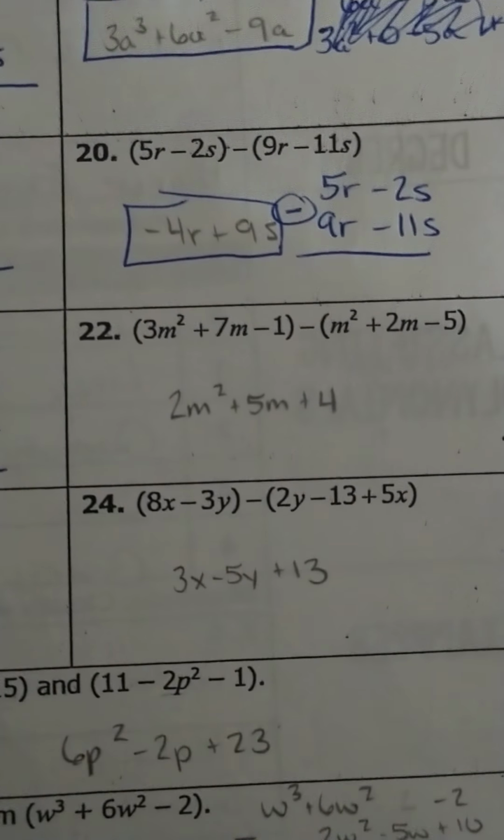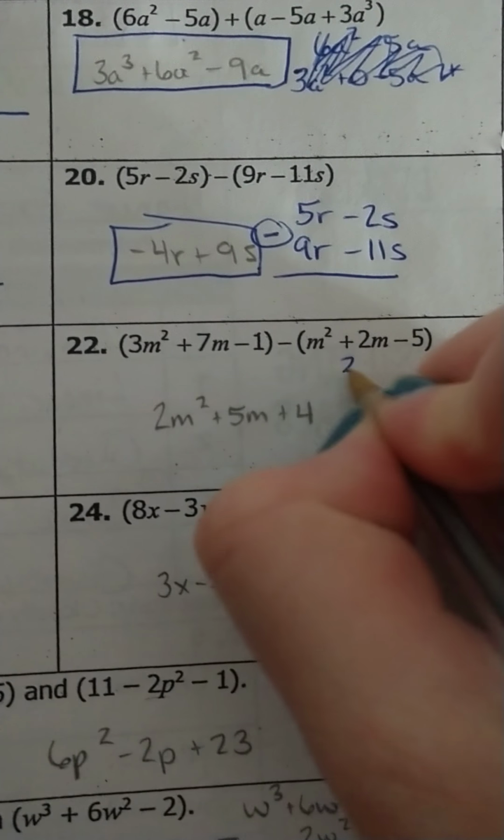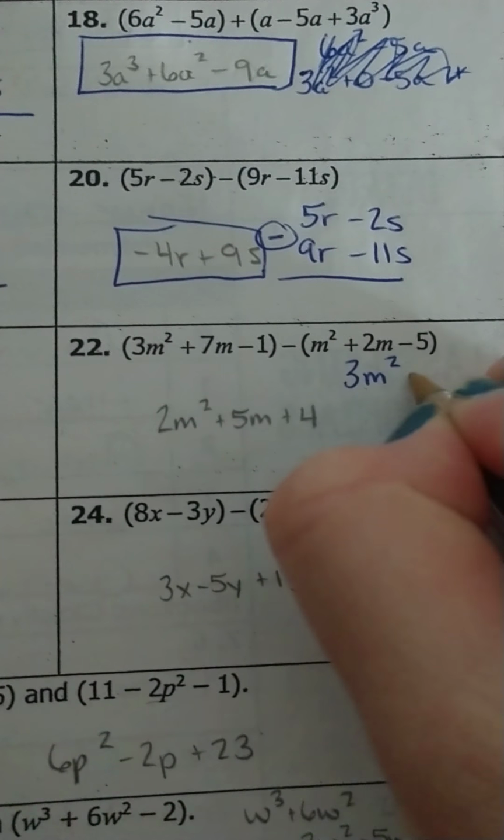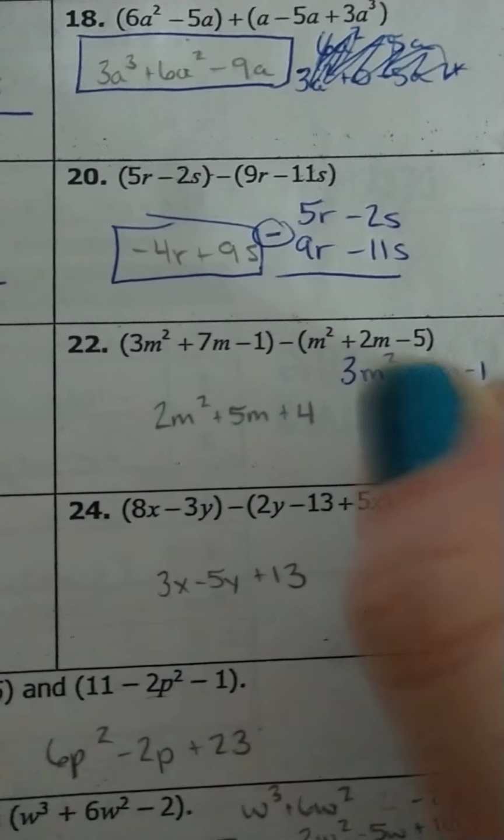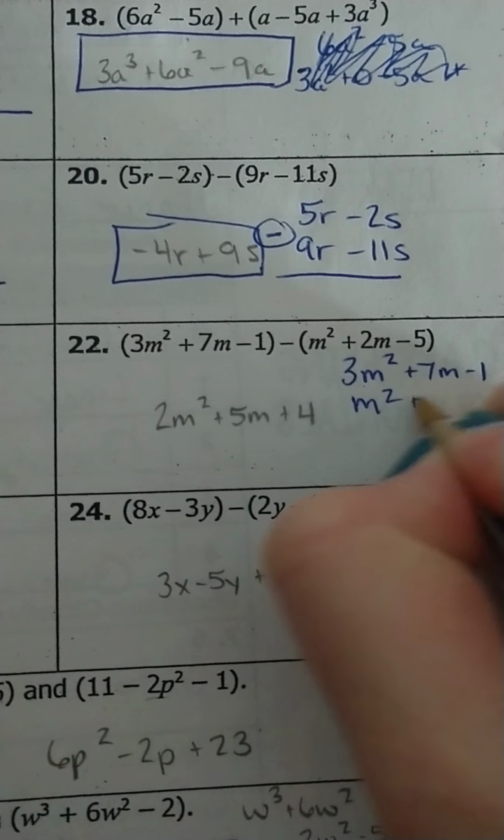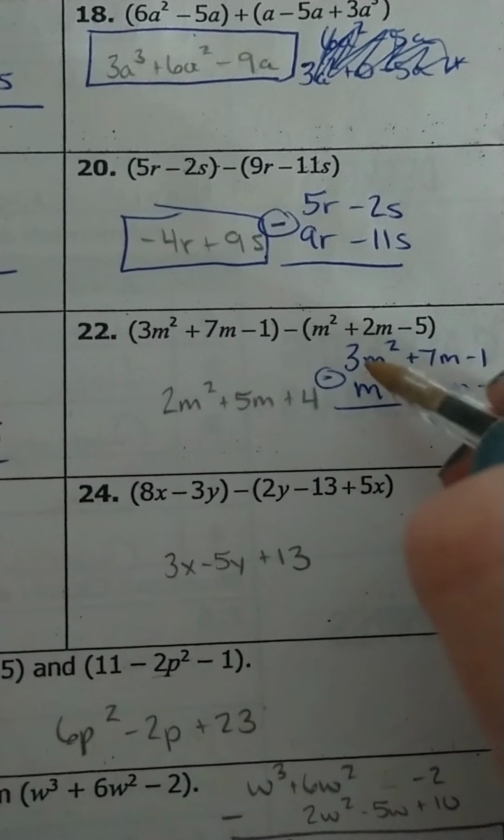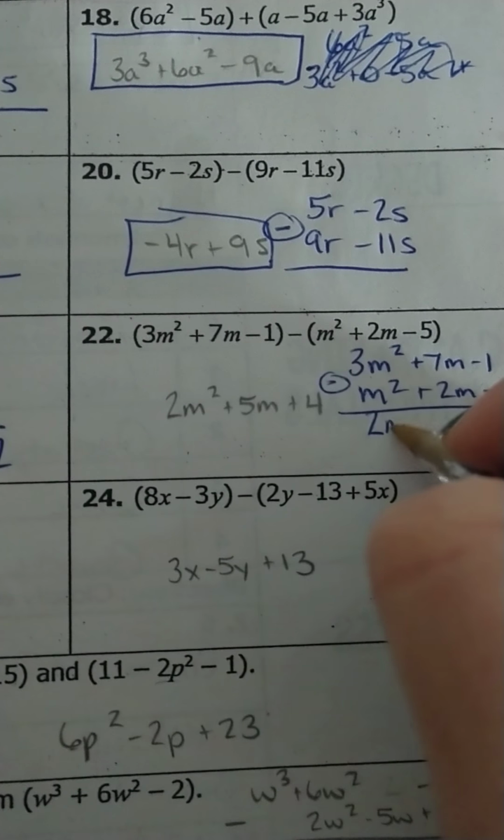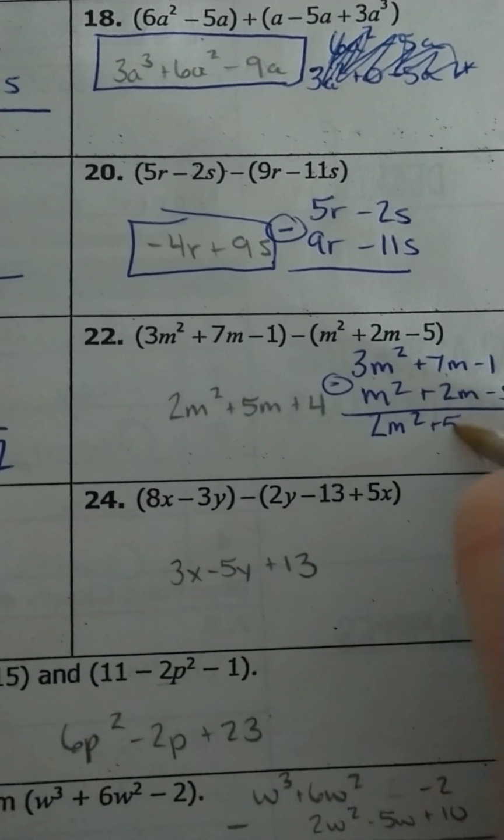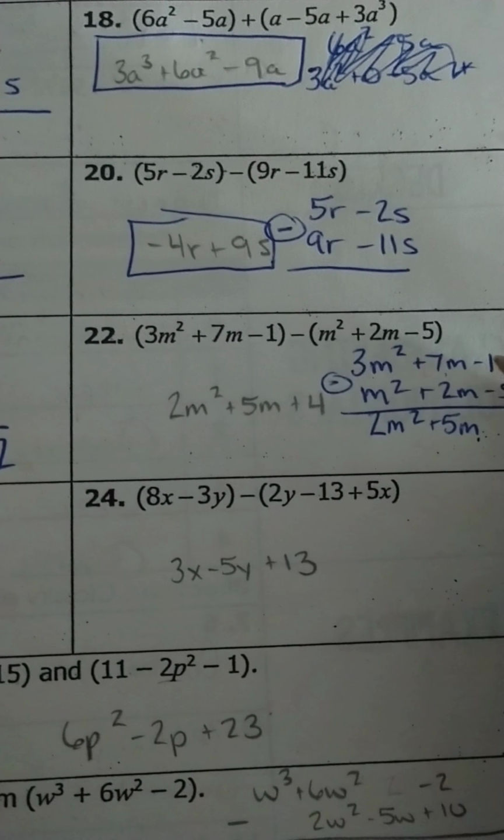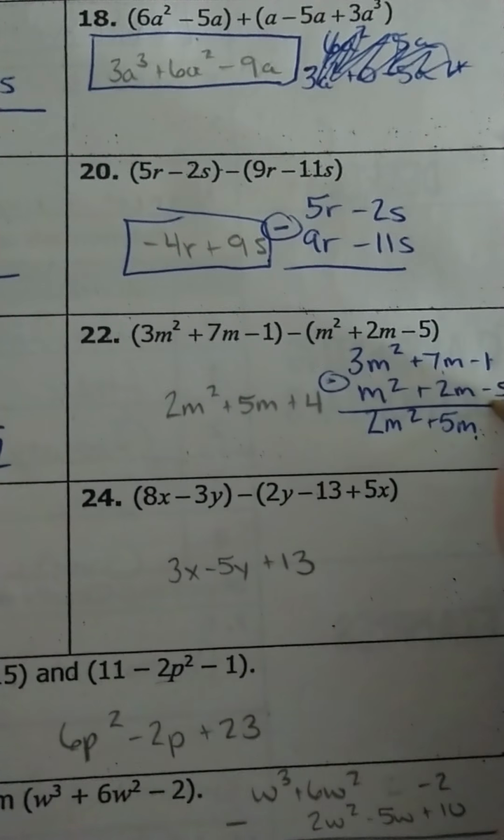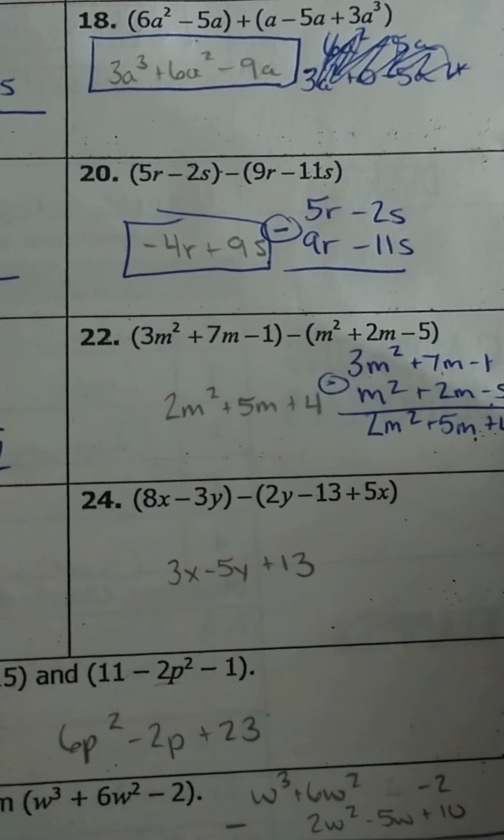22, already in standard form for you, both of them. So line them up. 3m squared plus 7m minus 1. M squared plus 2m minus 5. Go ahead and subtract. 3 minus 1 is 2. 7 minus 2 is 5. Negative 1 minus negative 5 is a positive 4.